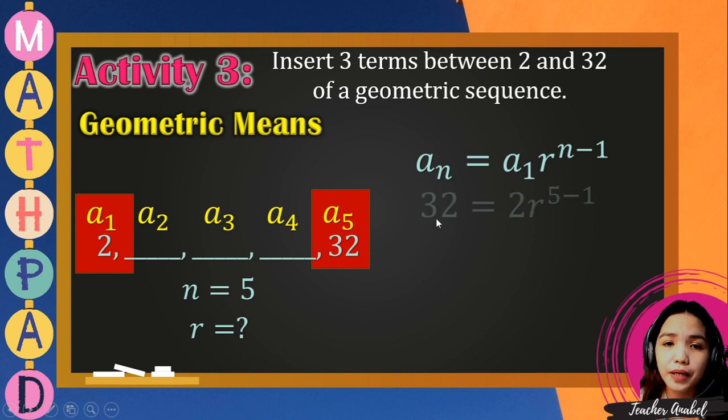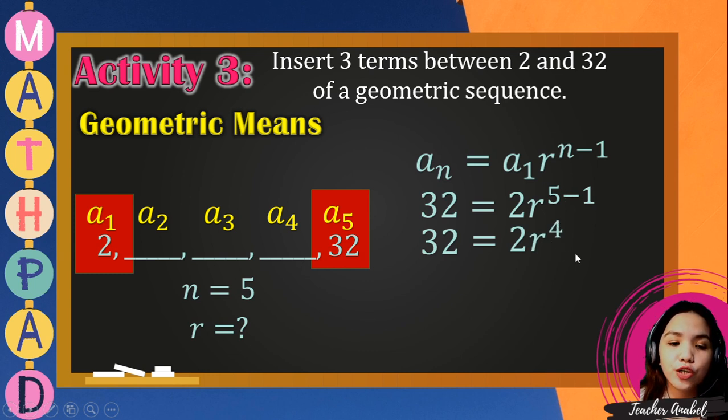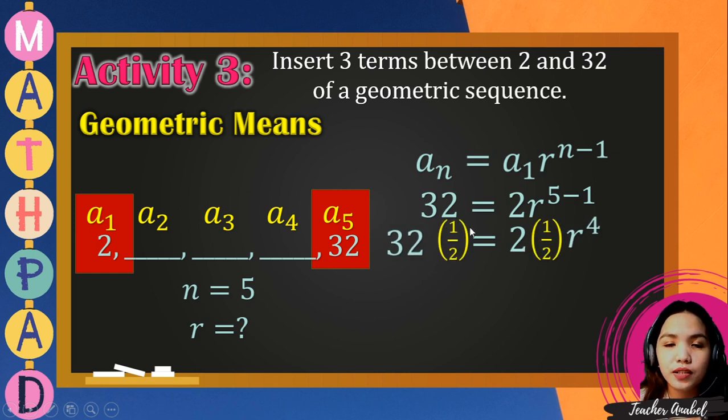So a sub n will be replaced by 32, a sub 1 will be replaced by 2, and n is 5 minus 1. And 5 minus 1 is equal to 4. Now, using the multiplication property of equality, we're going to multiply both sides by 1/2 or divide by 2. So we multiply 32 by 1/2, the same as 2. Now 32 times 1/2 is the same as 16. And 2 times 1/2 is equal to 1, and that gives us r raised to 4.